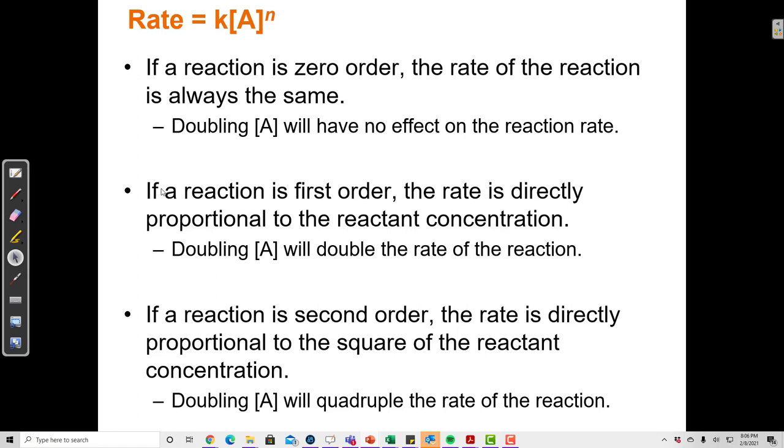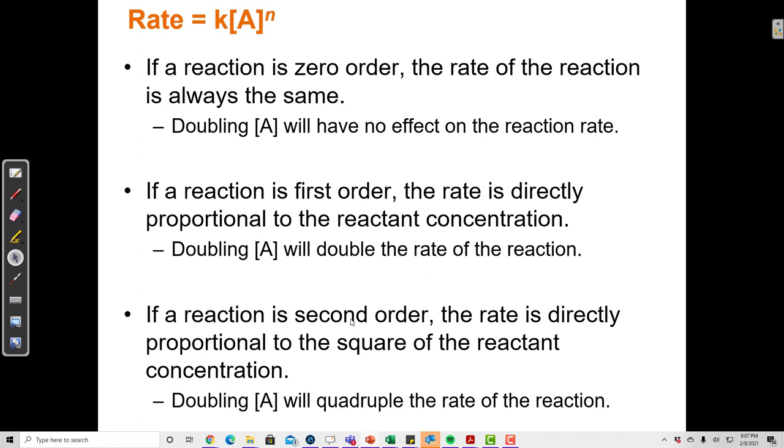If a reaction is first order and little n equals 1, then the rate is directly proportional to the reactant concentration. So doubling A will double the rate of the reaction in that case. And that makes sense because n is equal to 1. If I have a concentration of 2, the rate is equal to something. If the concentration is 4, then the rate is twice as much. Double this, because n equals 1.